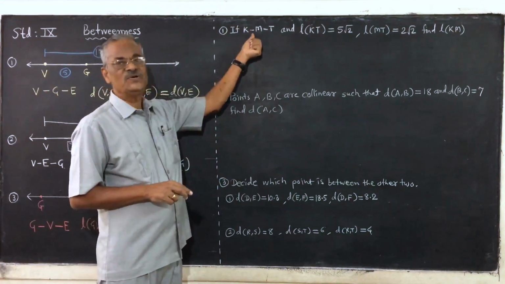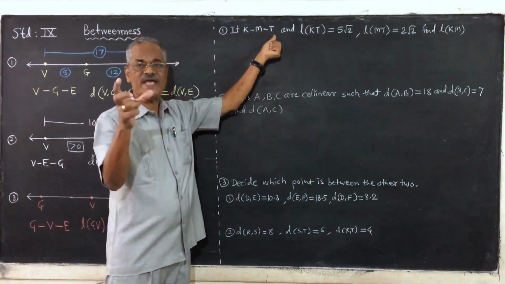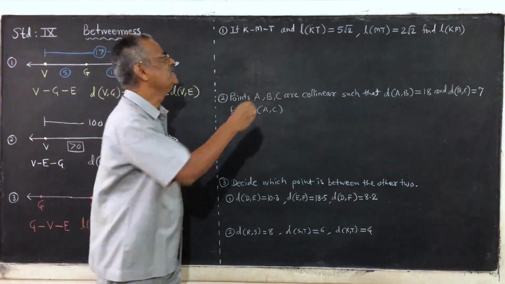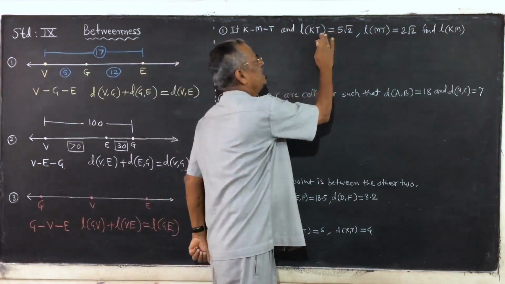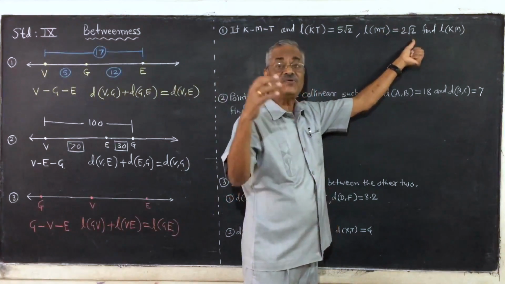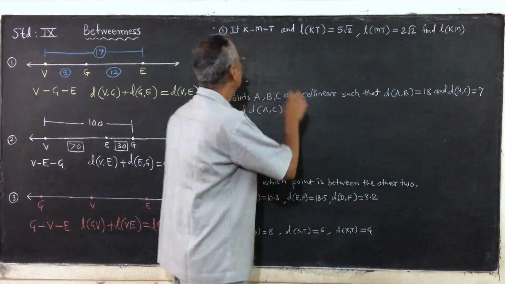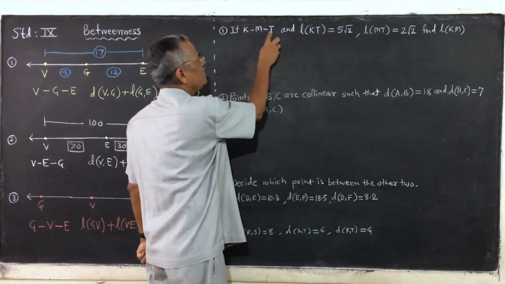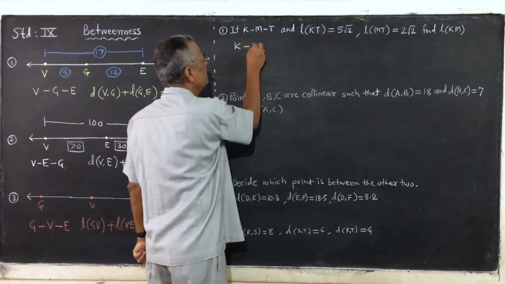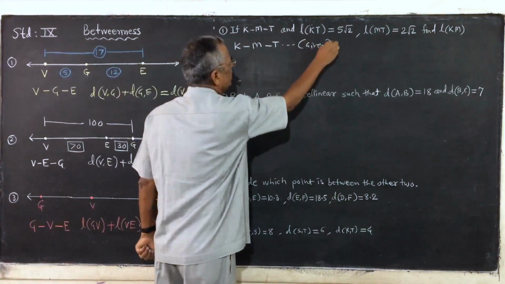Let us see the problem. K dash M dash T is given. When it is given that K dash M dash T, and the length of KT is given, and the length of KM is given, we have to find the third segment, the length of MT. So this is given, K dash M dash T. We can start the solution like this: K dash M dash T, this is given.